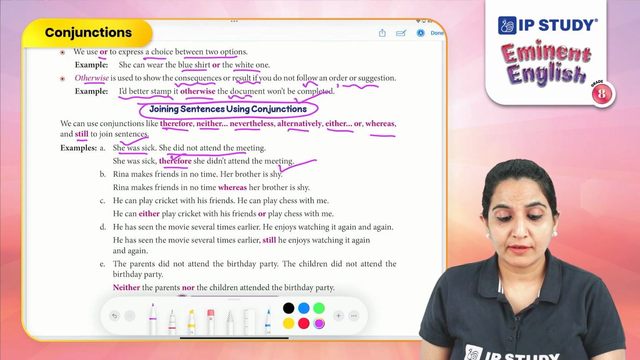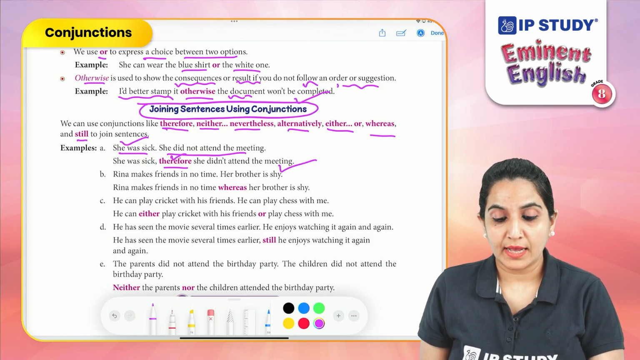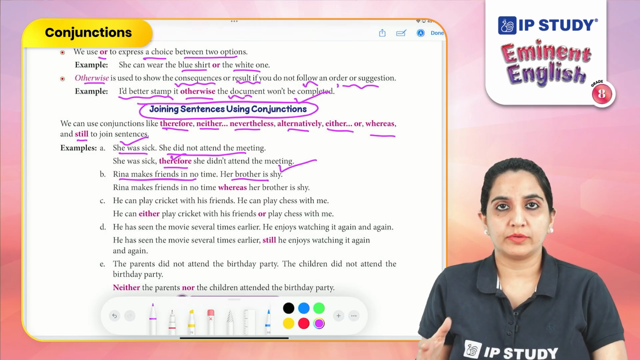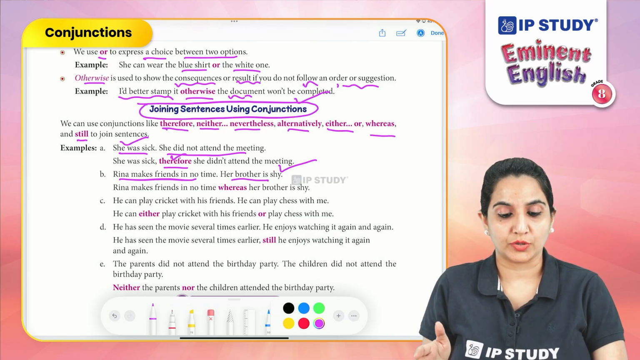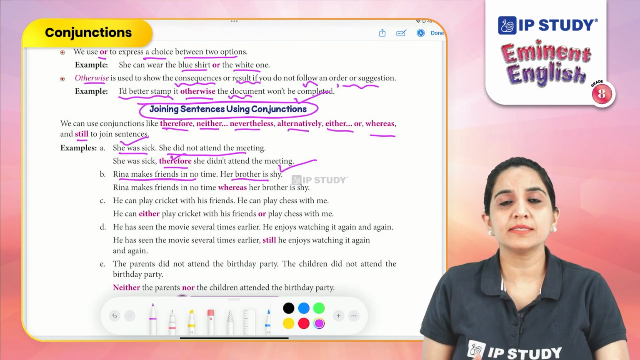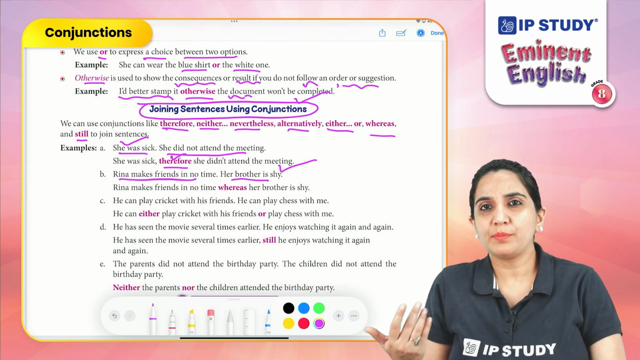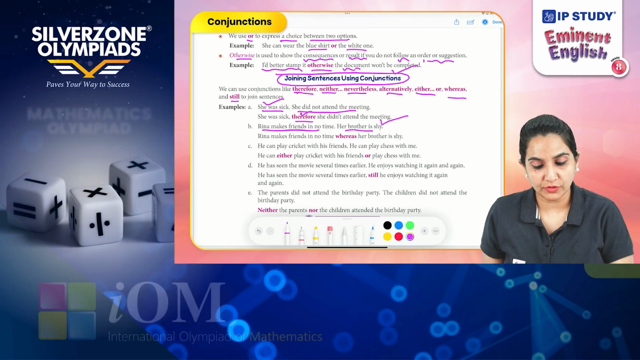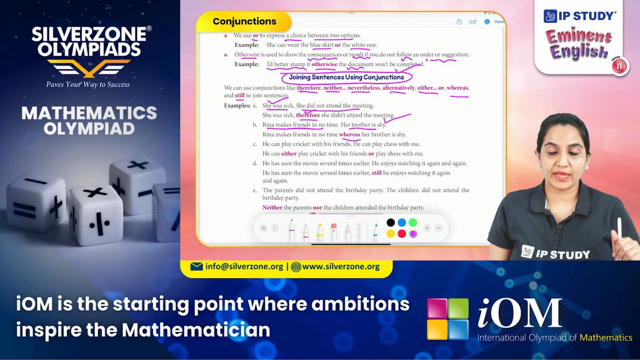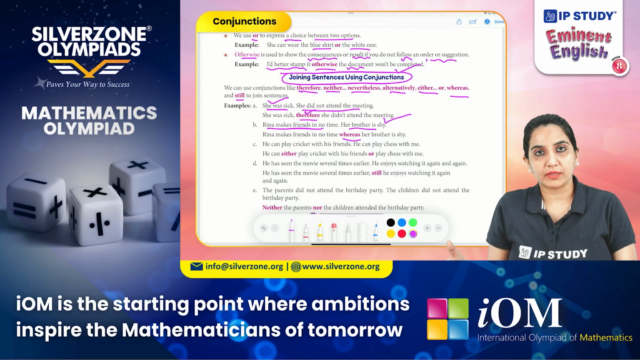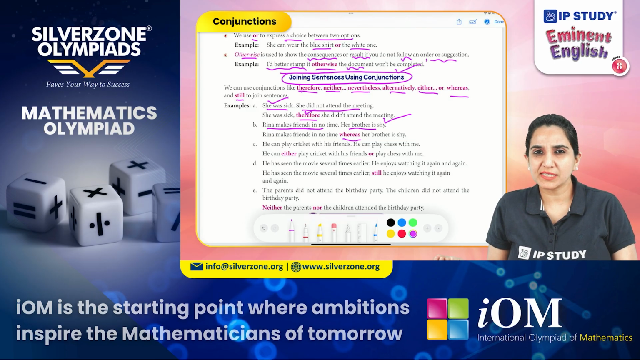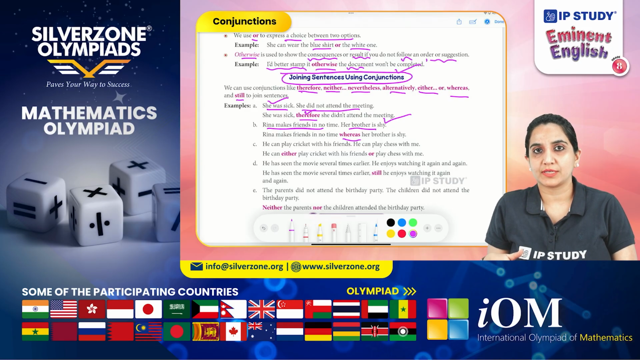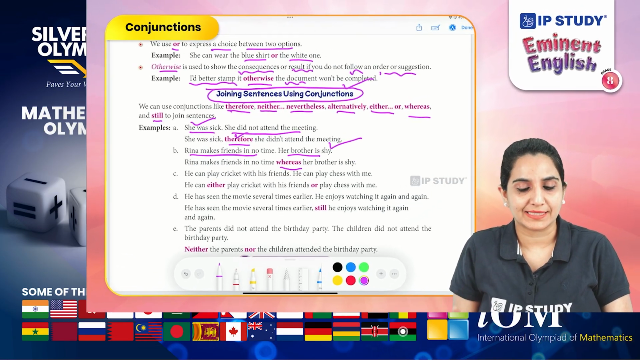Reena makes friends in no time. Her brother is shy. Now we are comparing between the two. Reena and her brother, we are comparing their nature. She makes friends, that means she is very friendly, but her brother is shy, right? So how do we join? We can use the conjunction whereas. Reena makes friends in no time, whereas her brother is shy, right? So just as we use a conjunction but, we can use whereas to show the contrast. Whereas is used to join two sentences.